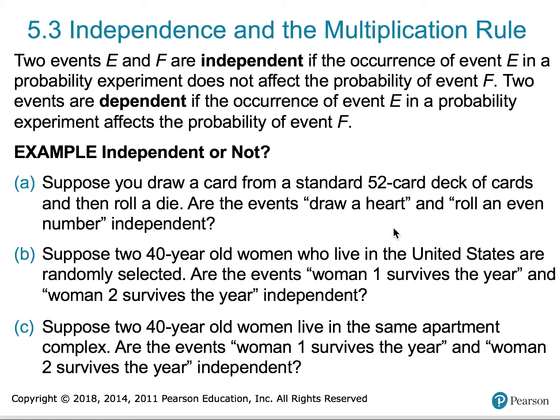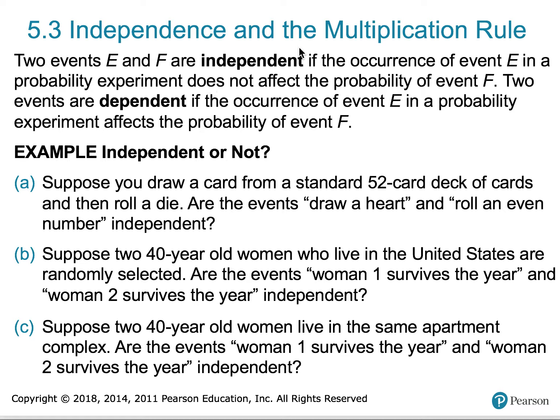Okay, 5.3. We used the addition rule last time to compute the probability of or events. Now, we're going to describe a probability rule for computing the probability of and events. In other words, that both events occur at the same time. Okay, event A and event B happened. But before we can do that, we got to discuss the idea of independent events.